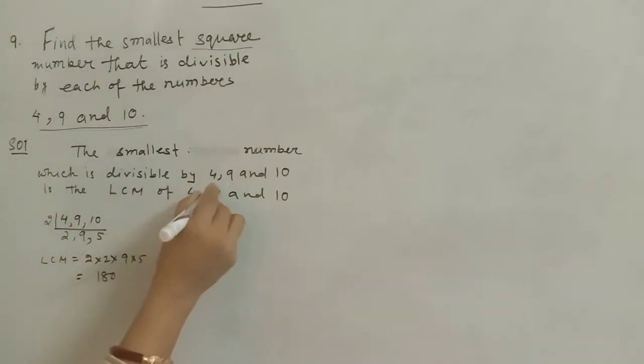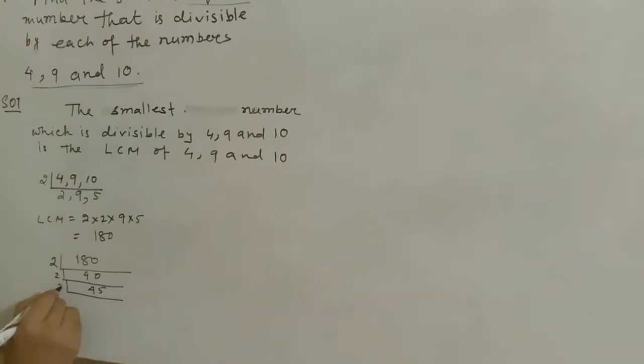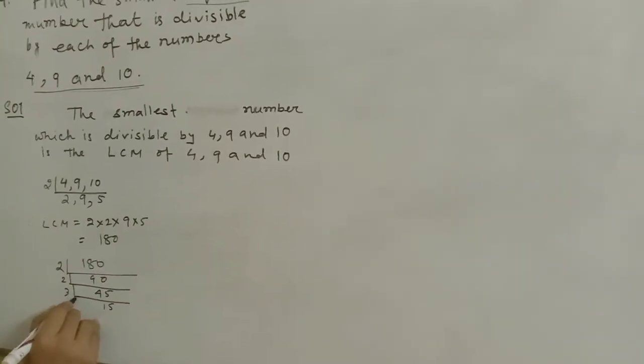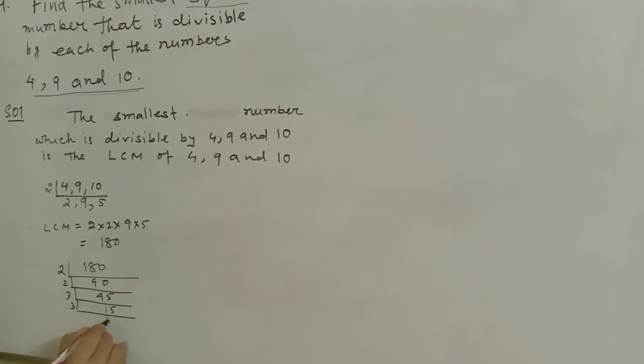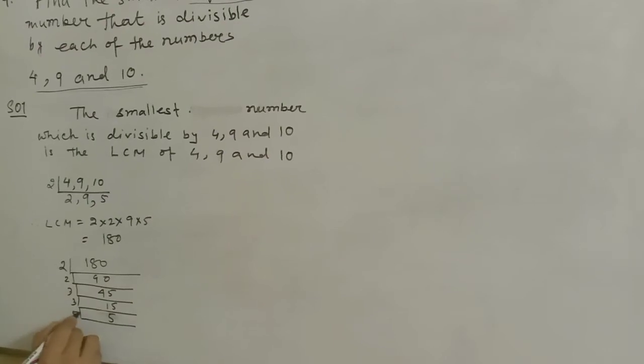By these three numbers, 180 can be divided. But it is not a square number. How can you say that it is not a square number? Find the prime factors of 180. Divide it by 2, 90, again by 2, 45, by 3, 15, by 3, 5, then by 5, 1.